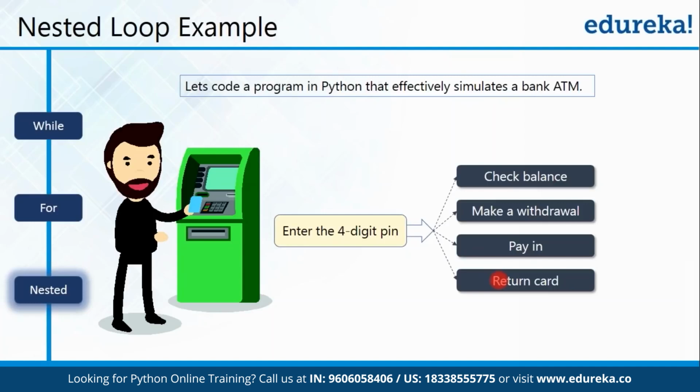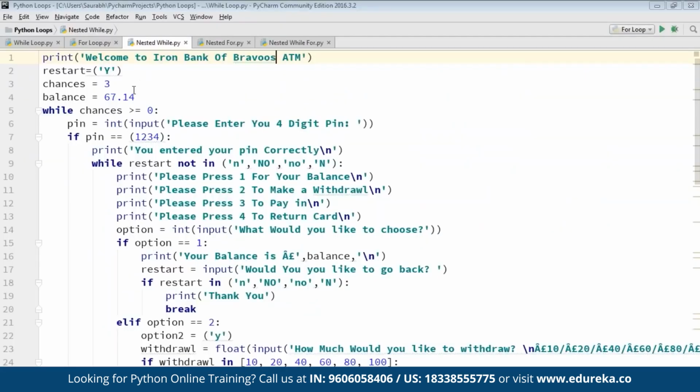I'll open my PyCharm once more. This is the code that I've written to simulate a bank ATM. I'll explain each and every line, so don't worry about that. The first line is nothing but a print statement that says welcome to Iron Bank of Bravo's ATM. Alright.